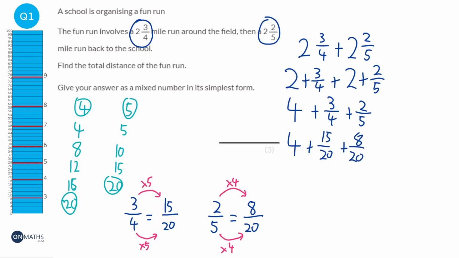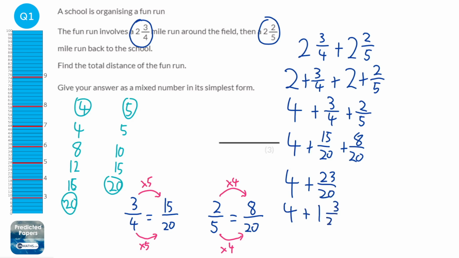So we need to add the numerators. So it would be 15 plus 8, which is going to be 23 over 20. Now that is a top-heavy fraction, so we can rewrite that as 1 3/20. And we can add the 4 and the 1 together to make 5 3/20. So the answer is 5 3/20.